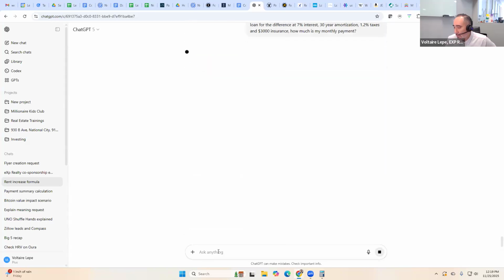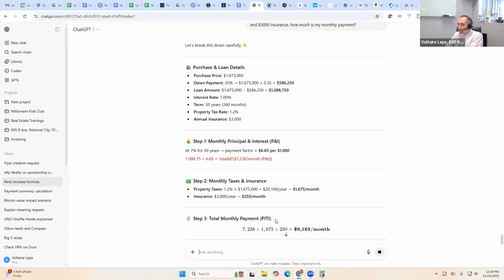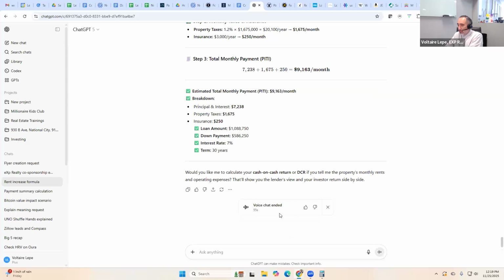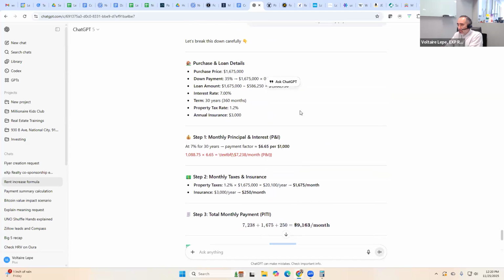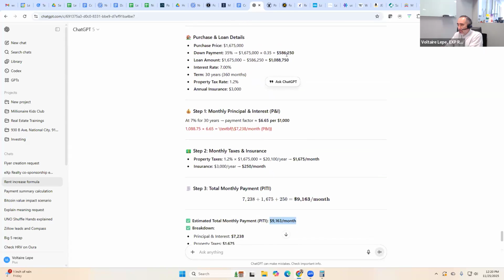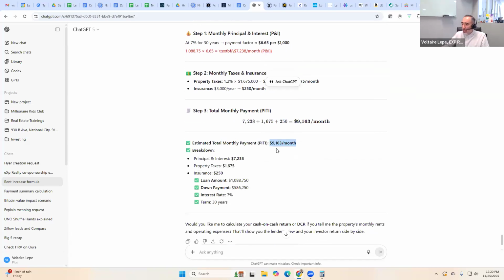So this is for an investor to come in with 35% down on this property. This is the total monthly payment: $9,100 after putting 35% down, which is right here, 35% down, $500,000. So almost 600,000 down. And my monthly payment is 9,100.